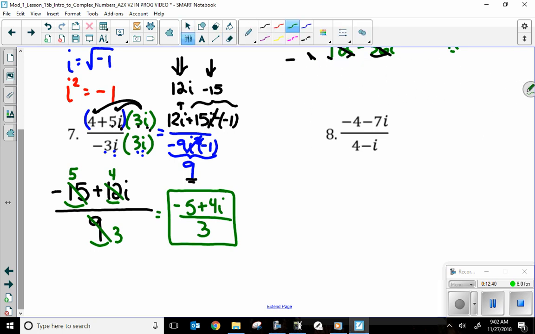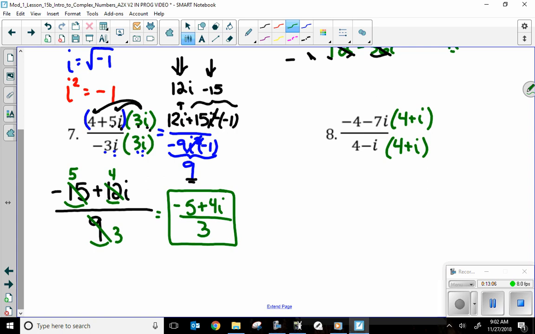The conjugate to 4 minus i is 4 plus i. What I do to the bottom, I have to do to the top. All right? So how do I know I need to use the conjugates to get rid of my denominator? Because there's an i, a complex number, which is radical negative 1 in the denominator.